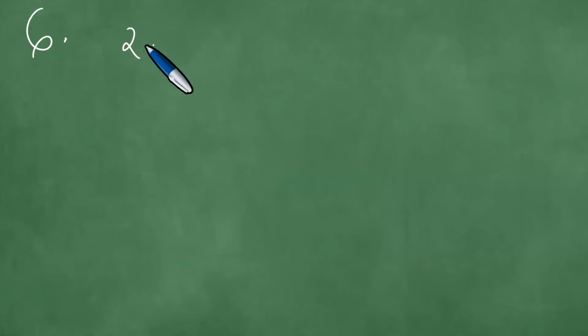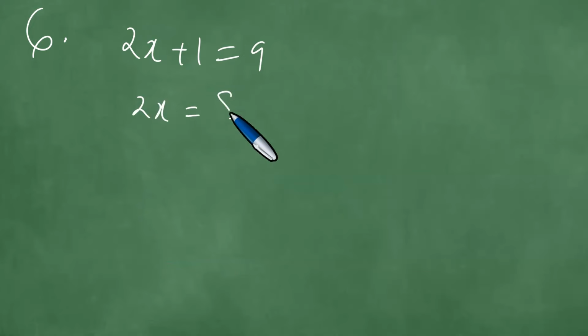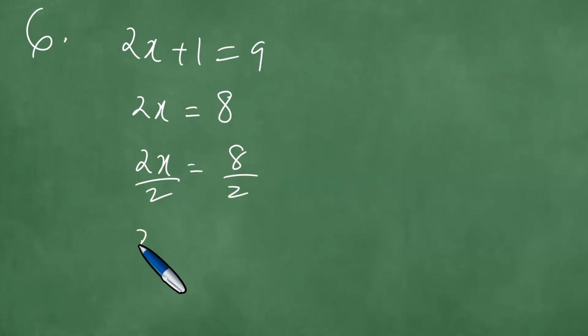So we have 2x plus 1 equals 9. We have 9 minus 1. What is 9 minus 1? 8. Divide by 2, what do you get? 4. So we have x equals 4.